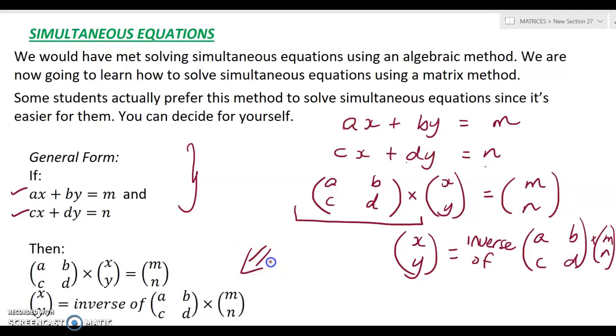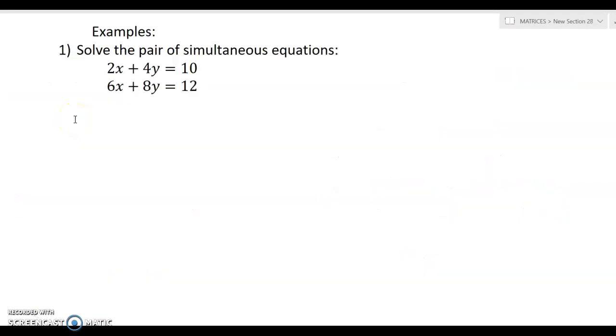Let's look at some numbers, which will make it a little bit clearer for you all. So let's look at this example here. Now, a warning, it's going to seem pretty long, but it is long. It's a lot of working, but it's not hard. That's what you need to keep telling yourself and you need to keep remembering, right? So here we have two equations. Solve the pair of simultaneous equations. We have 2x plus 4y is equal to 10. And then we have 6x plus 8y equals 12.